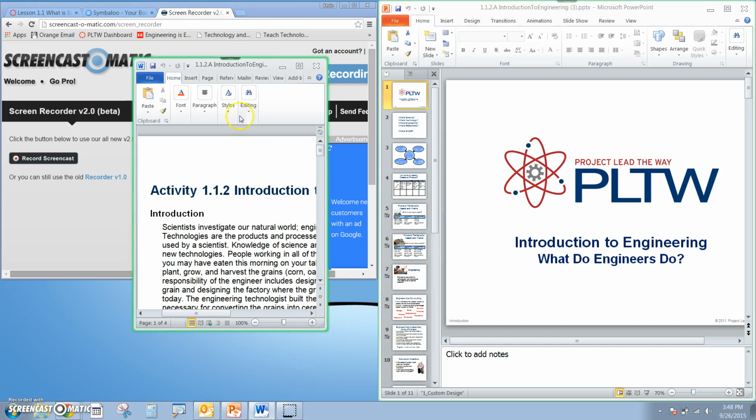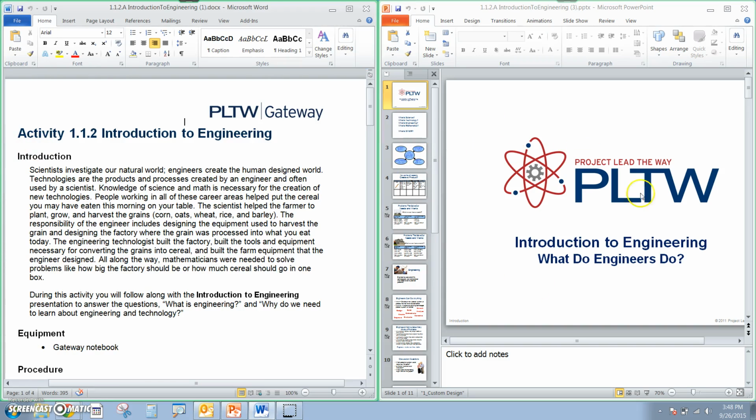First thing you do, you download the Word document and your PowerPoint. PowerPoint here, Word document here, and then you're ready to go. I would suggest putting one to the left and one to the right. That way you can access both things.